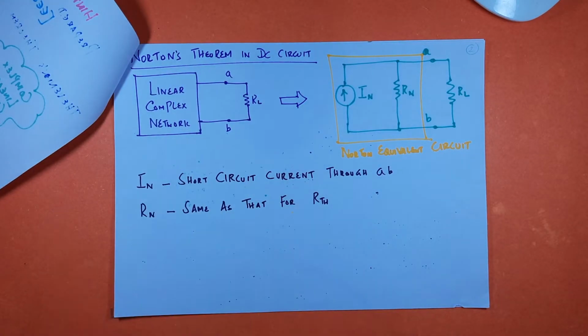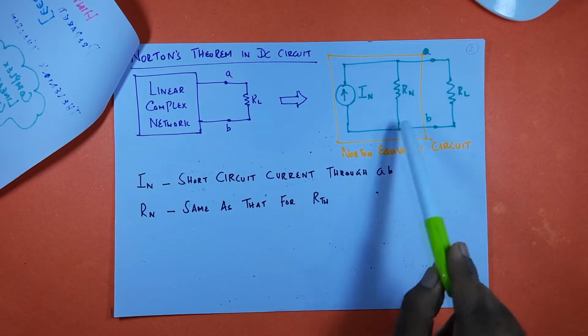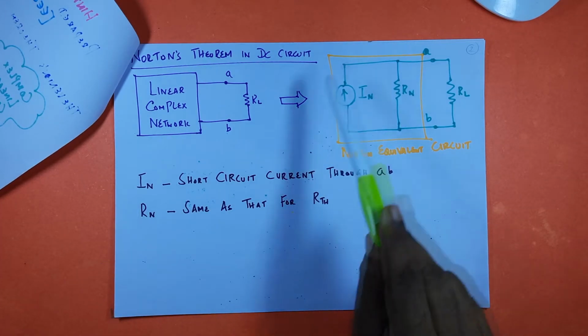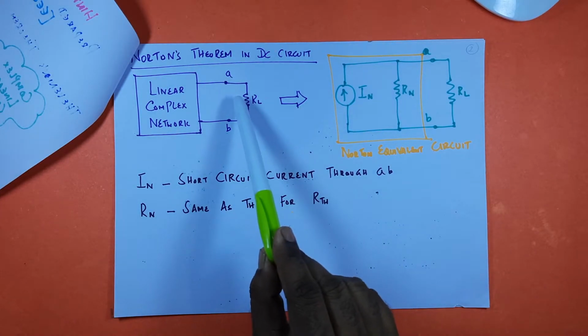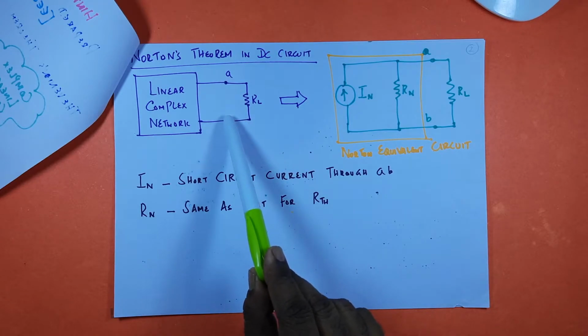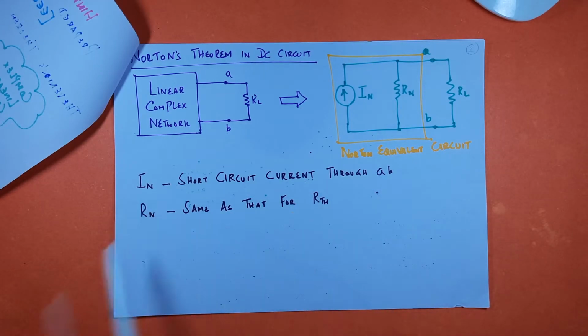Next, we have Norton's theorem in DC circuit. Here also we have a linear complex network that can be replaced by an equivalent circuit, which is nothing but a current source in parallel with resistance Rn. So this is your Norton equivalent circuit. This IN is obtained when you replace this RL and connect a short circuit across the terminals A and B. That short circuit current through A and B is the Norton current IN. Rn is the same as R Thevenin.